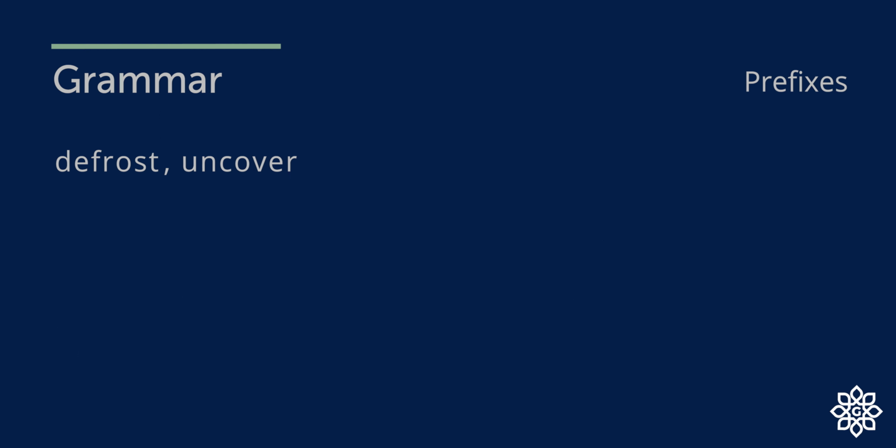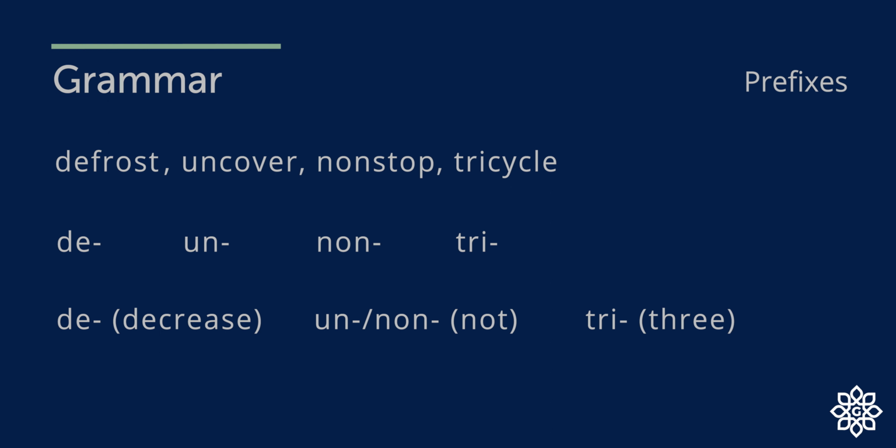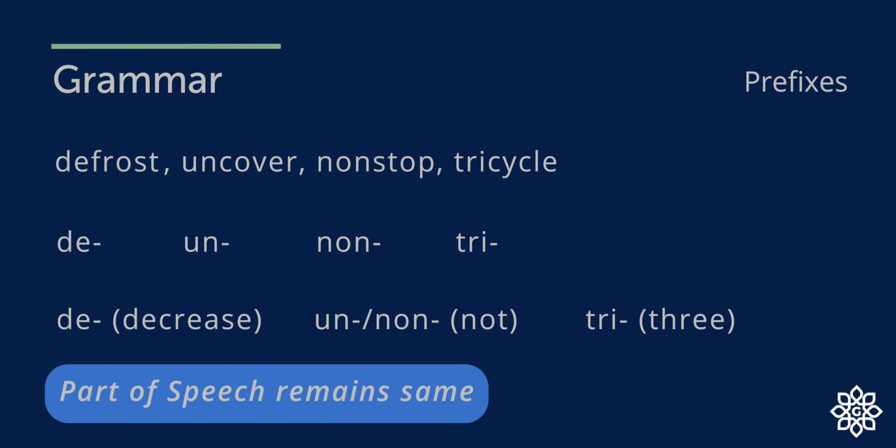Defrost, uncover, non-stop, tricycle. Here, the prefixes are de, un, non, and tri. And each of these prefixes has its own meaning. So de means remove or reverse, un and non mean not, and tri means three. So when you add these prefixes to the words frost, cover, stop, and cycle, they create a new word, but the part of speech remains the same.